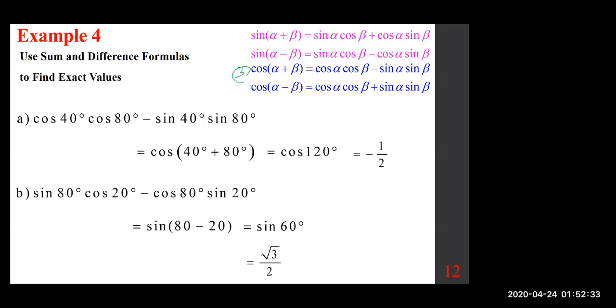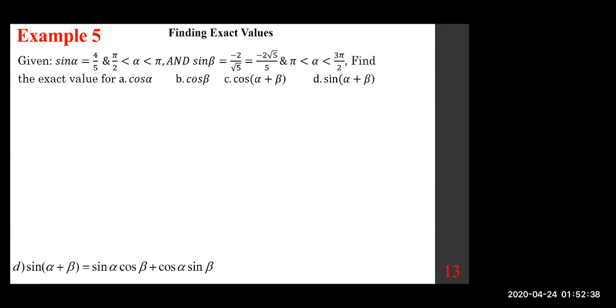All right. Here's the next example. We know sine alpha, we know sine beta, and we know the quadrant they belong to. And we want to find cosine alpha, cosine beta, and the other two. So let's go with cosine alpha and cosine beta. This is like the old stuff, it's fairly fast, okay? Let's quickly do that.